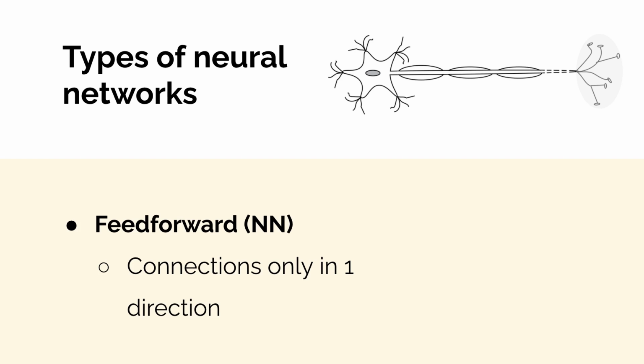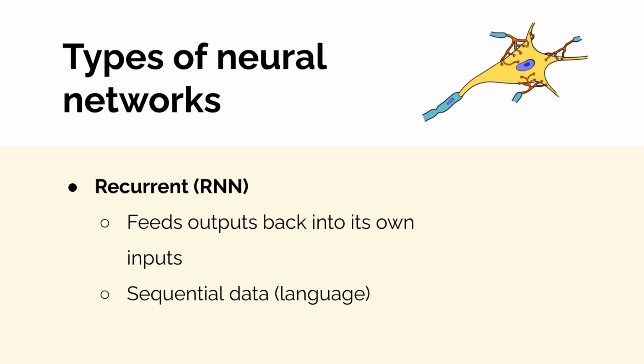All right, so there are several types of neural networks. Let's talk about the big main types. There is a feed-forward neural network, which is the most basic one, where connections only go in one direction in the network layers. Then you have a recurrent neural network.